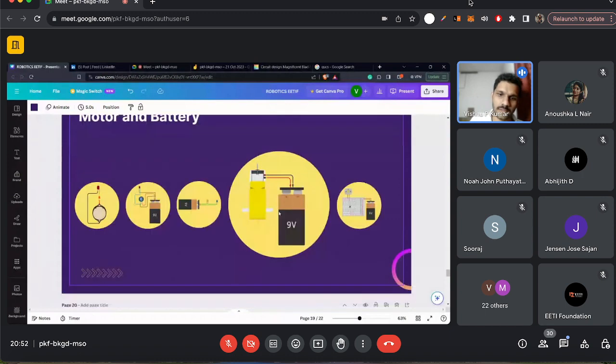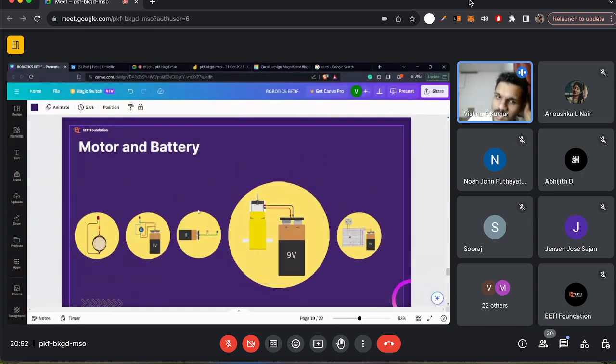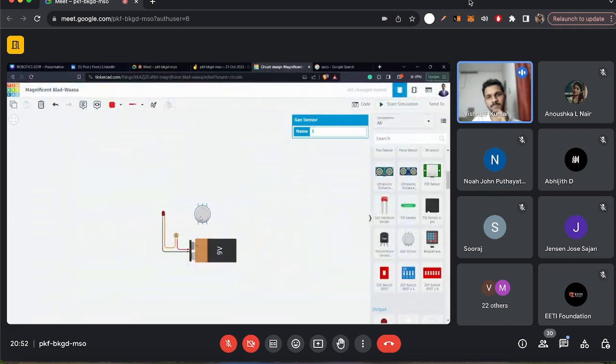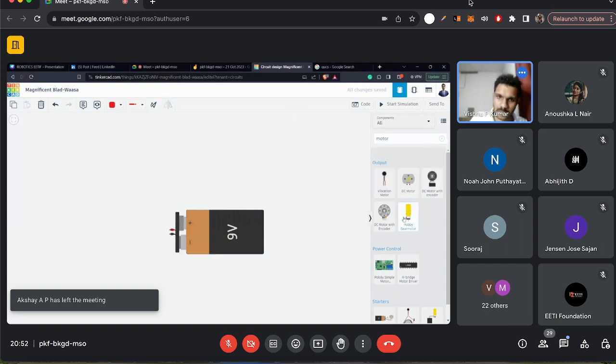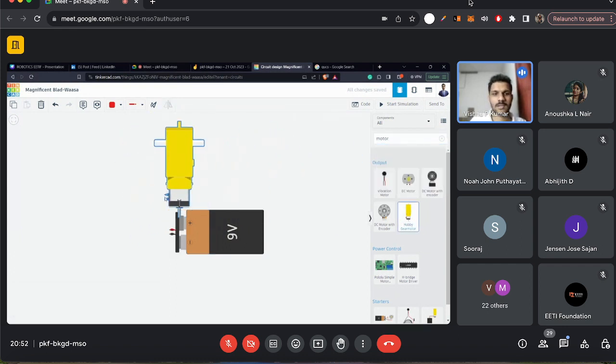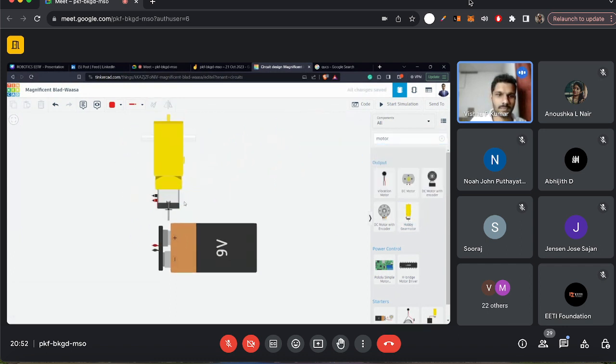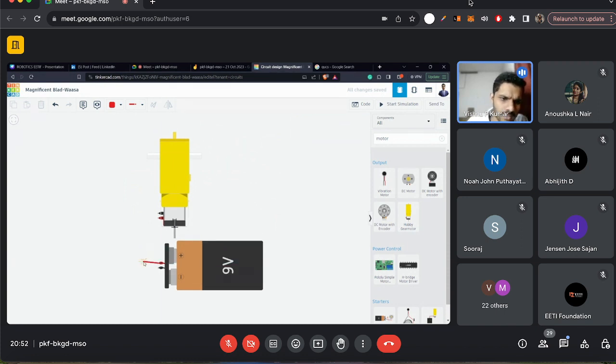Okay, so this is our next circuit. It's a circuit which combines a motor and a battery. Okay. I'm searching for a motor. So I've got the motor, and yeah, I can just connect the positive wire to the positive side, negative to the negative side.